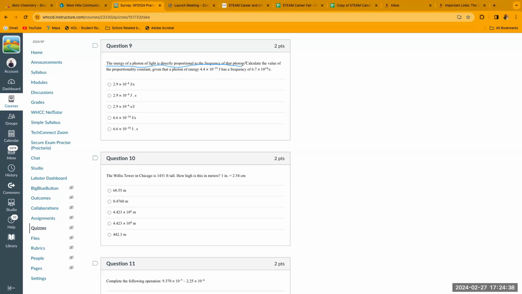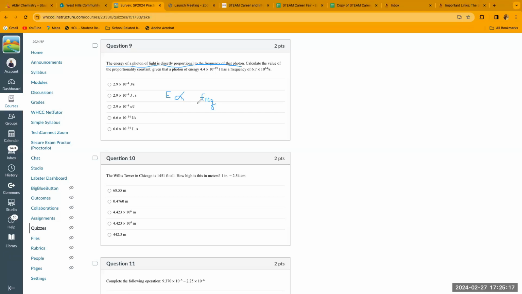So if it's directly proportional to each other, that means they're going to be going up together, right? So what we're saying is that photon energy, and we're going to use the symbol E for energy, is not going to be equal, it's going to be proportional to frequency. For this, we're just going to use "freq." Later on, I'll show you what the symbol for frequency is.